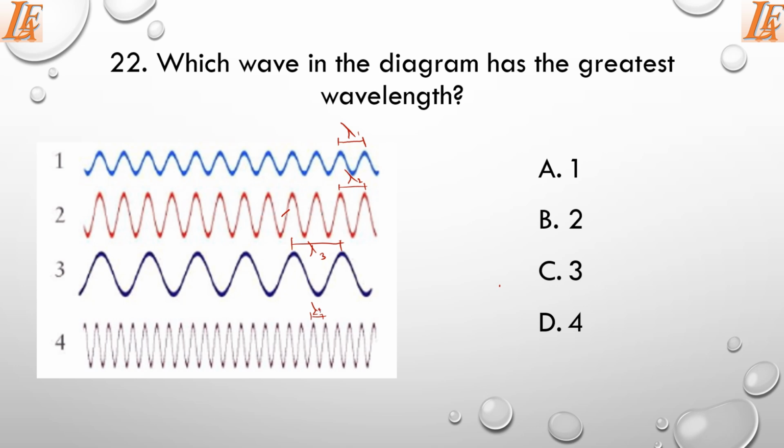So in this case, which one has the greatest distance from crest to crest? You will see that wave 3 has the greatest distance from crest to crest. Therefore, our correct answer is C, the wave with the greatest wavelength.